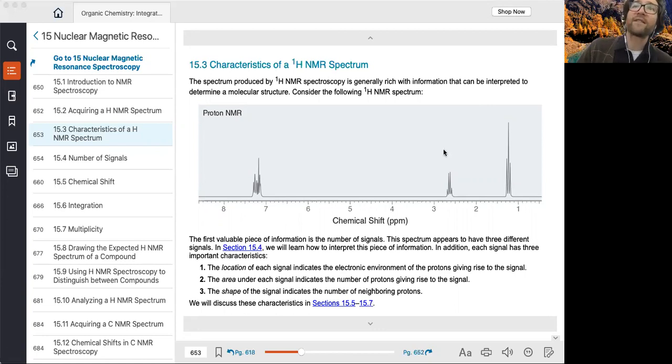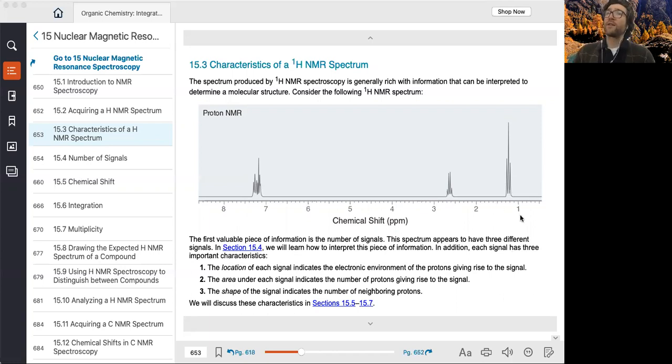The next thing that's important to notice about a spectra is that each peak has an area. So underneath the curve of each peak, there's an area here that we can integrate and find out how many protons are responsible for each signal.